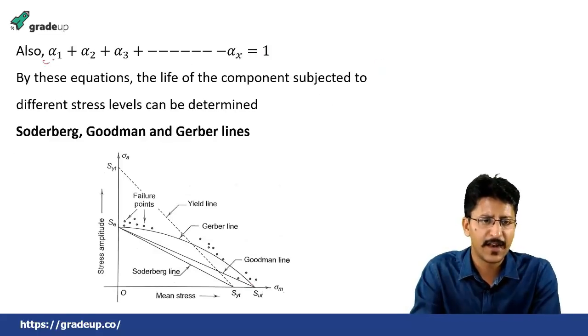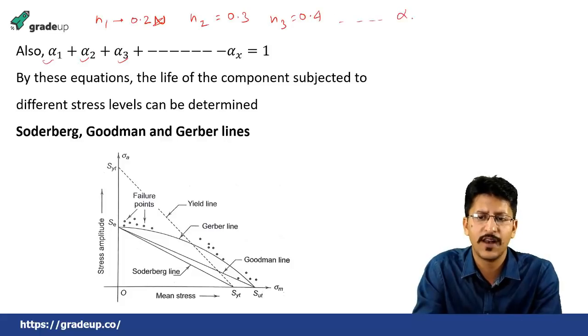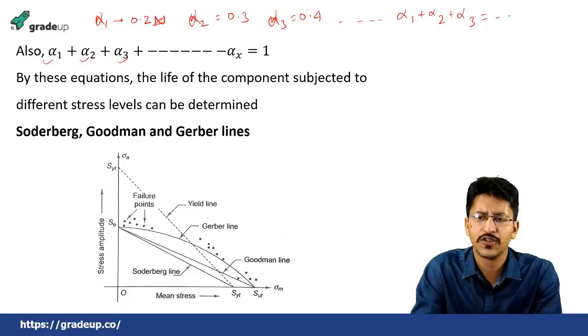Also, this alpha 1 plus alpha 2 plus alpha 3, because if n1 cycle is there for 0.2 of n, n2 is equal to 0.2 times, where 0.2 is the proportion or the percentage, 20%. Suppose this is for 30%, n3 is equal to 0.4 and so on. So these are the alpha values, and alpha 1 plus alpha 2 plus alpha 3 will also become equal to 1, like this.